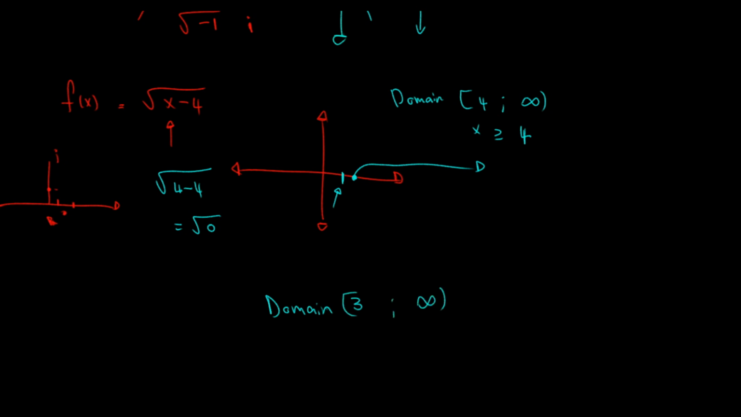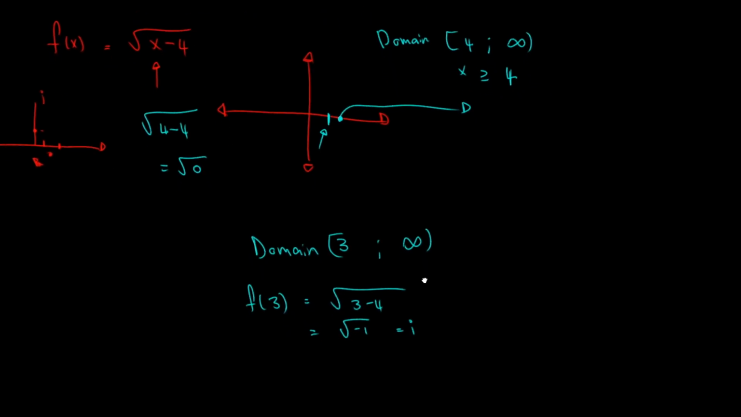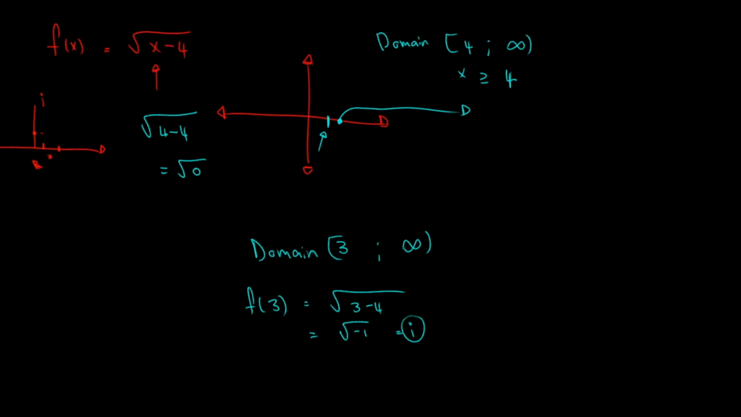Well, let's see if this is possible. If I substitute into my function 3, equal to the square root of 3 minus 4, I get the square root of -1, which is i. And now, where do I find i? On my two-dimensional function with the x and y axis. It's not there.